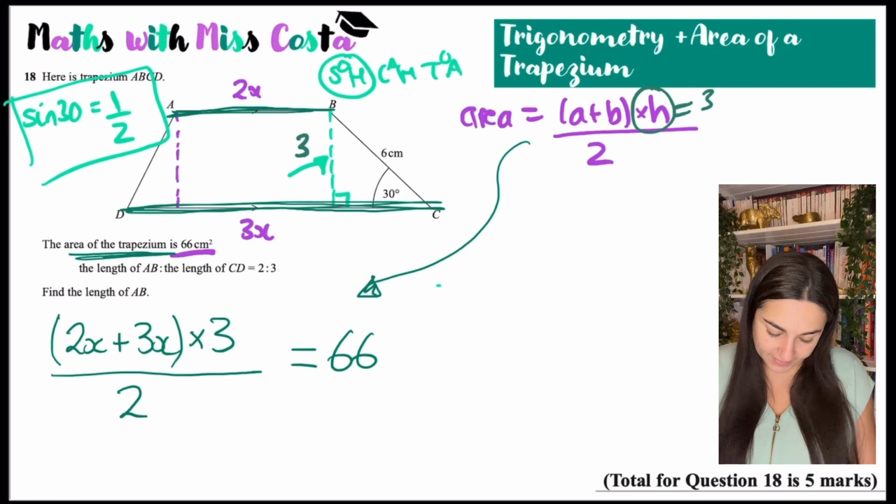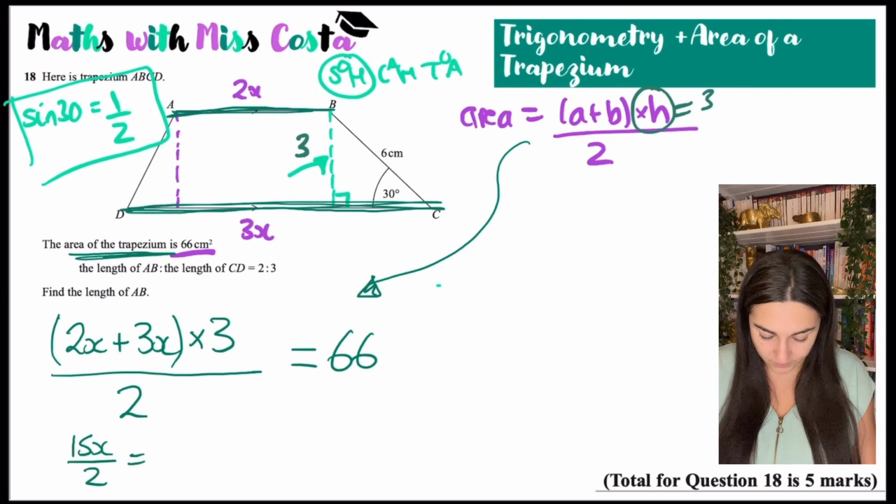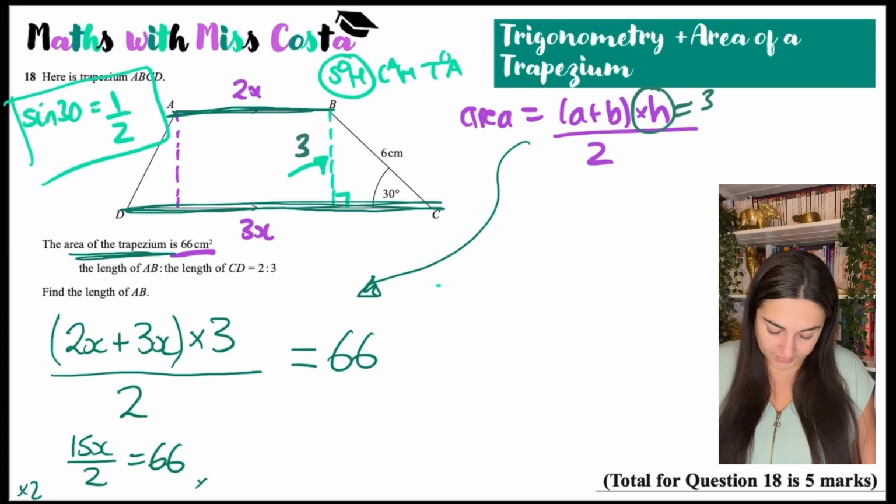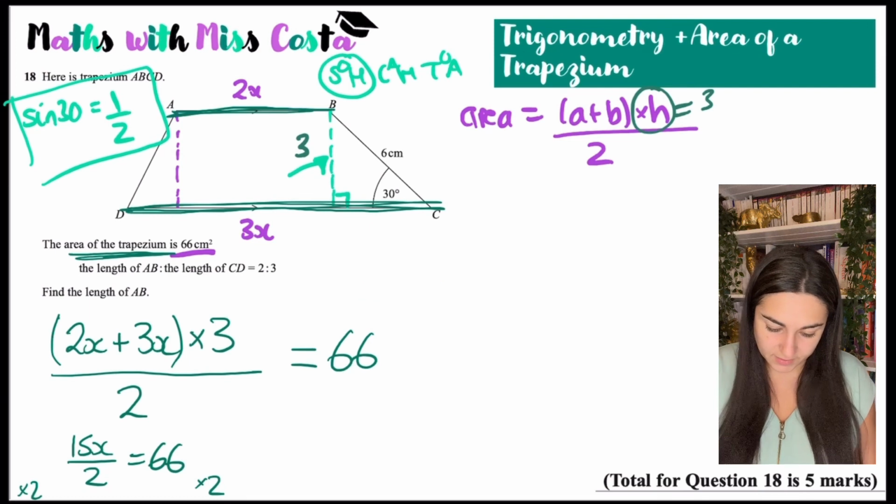So let's simplify that. So we've got 2x plus 3x, which is 5x, times by 3 is 15x, over 2 equals 66. Then what could you do? You times both sides by 2. So 15x, let's get rid of this.